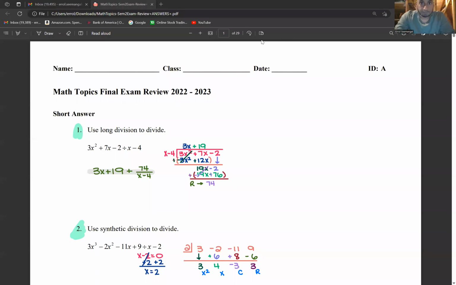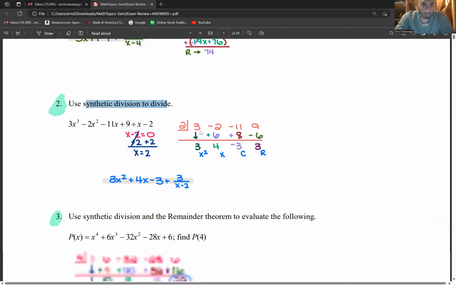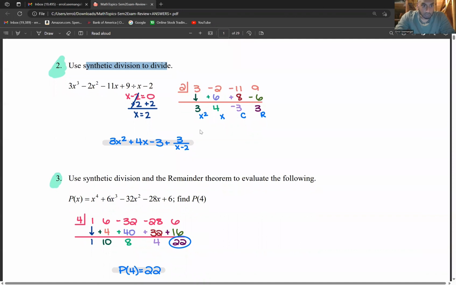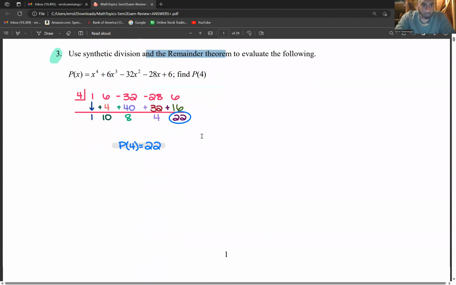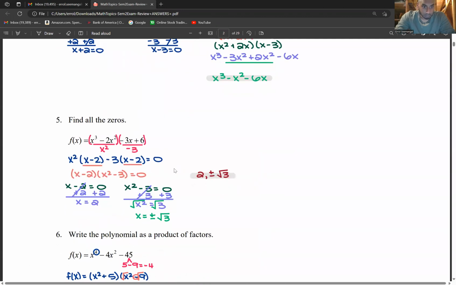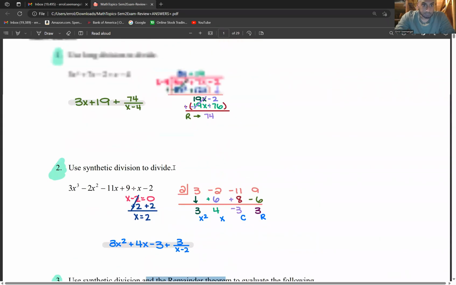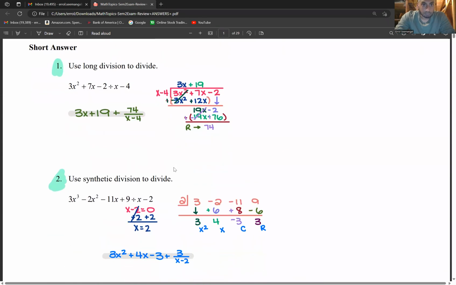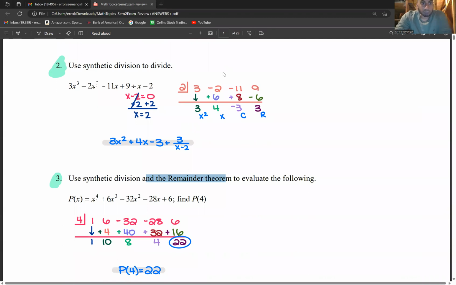I want to go over one of the synthetic divisions. Two, oh yeah, I was going to show you three. Two, three, or just two and three. Okay, so with the synthetic division, a couple of things you got to remember.